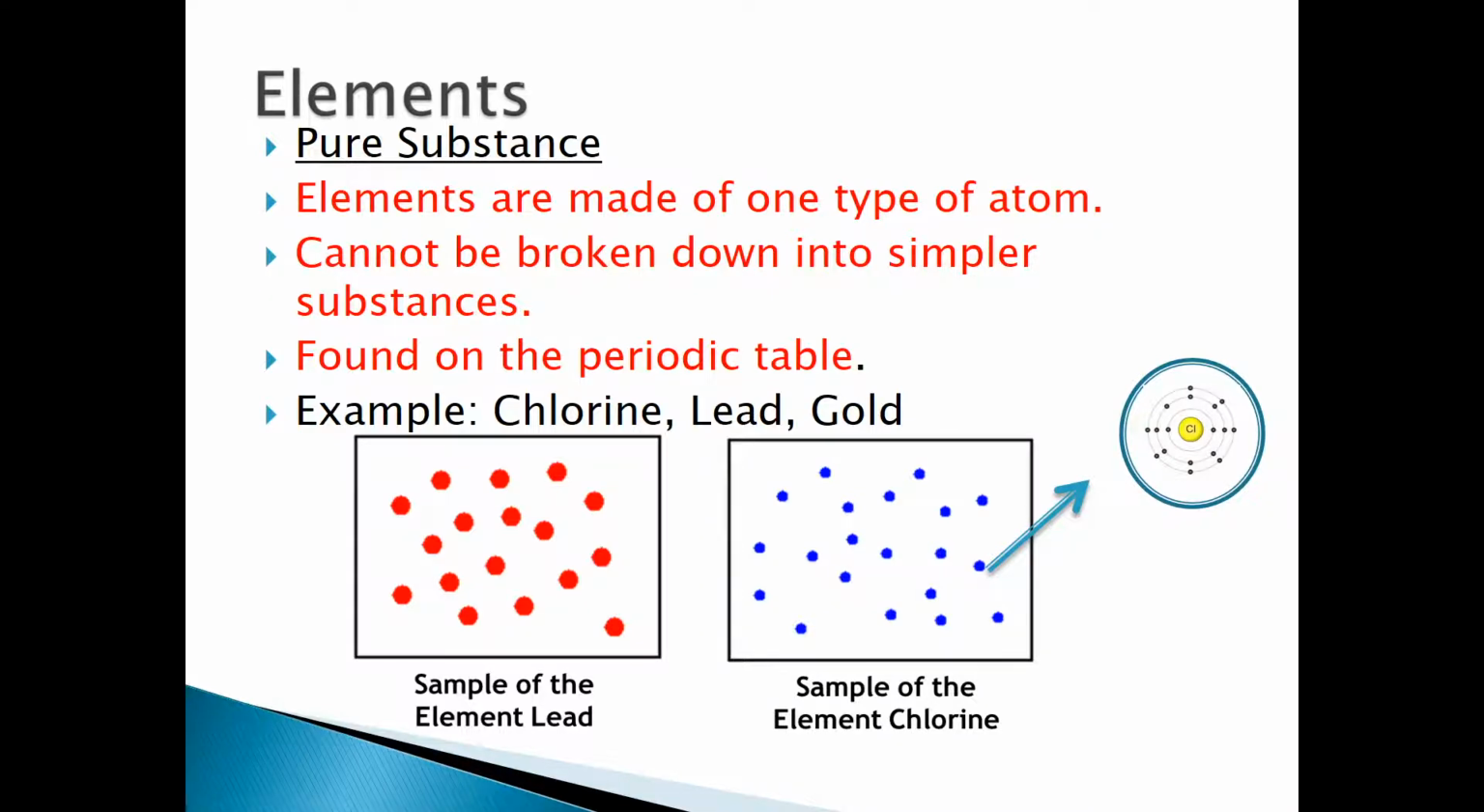So chlorine, gold, O2 would be considered an element, even though it's two oxygens bonded together.